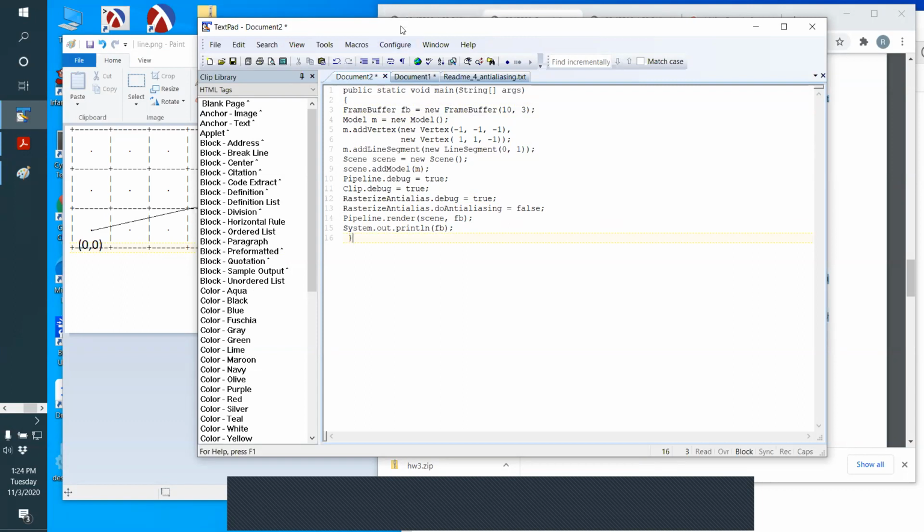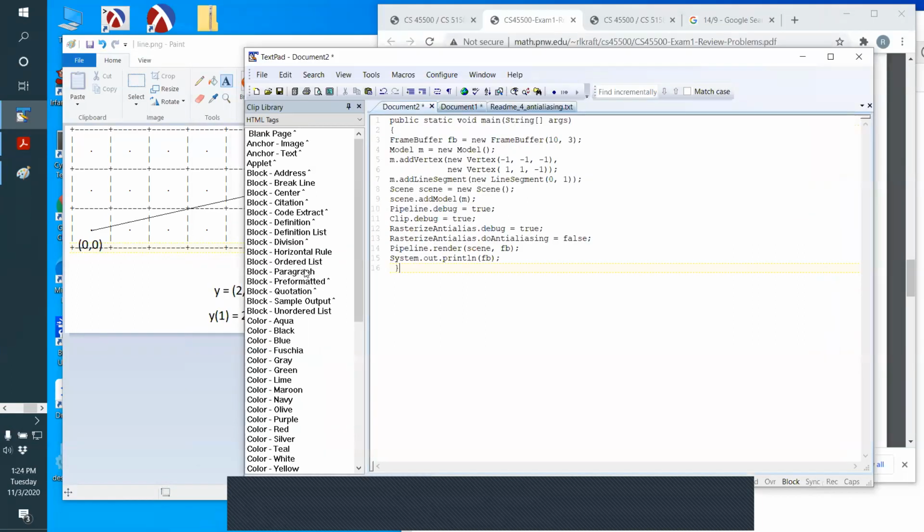Then you should see the renderer dump everything out because of these three debugs. The pipeline's debugging is turned on. Clipping debugging specifically is turned on. Anti-aliasing debugging is specifically turned on, but anti-aliasing itself is turned off. So the anti-aliasing debugging is turned on, but the anti-aliasing is turned off. Then render, and then also print the frame buffer.